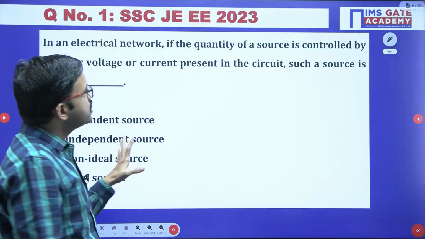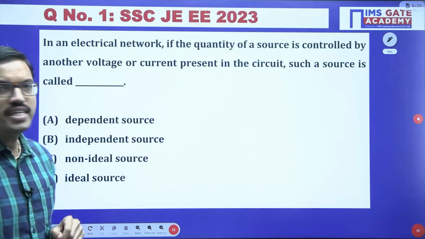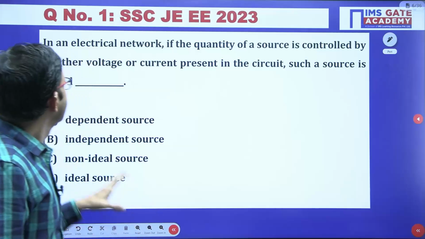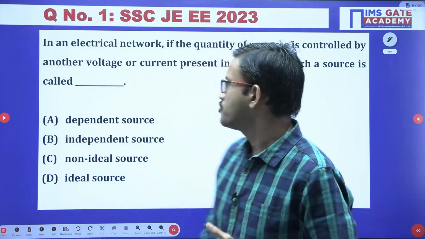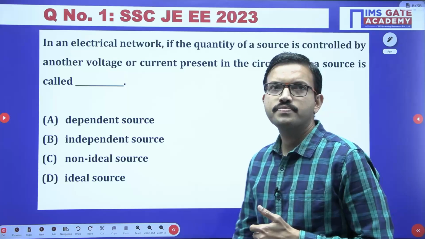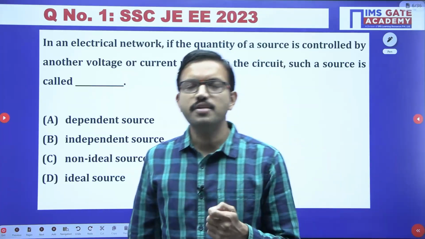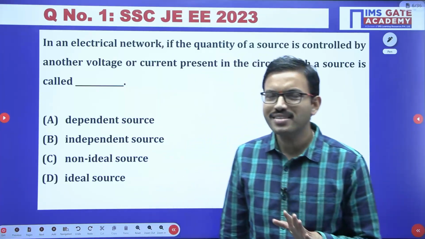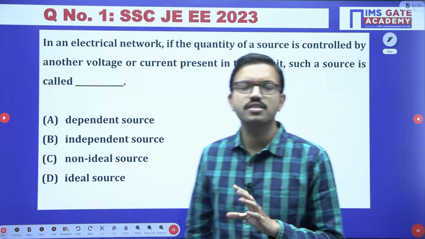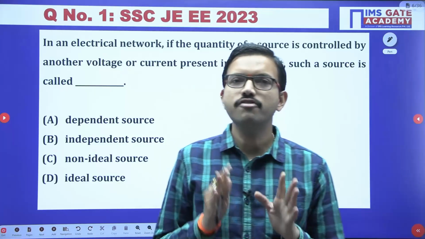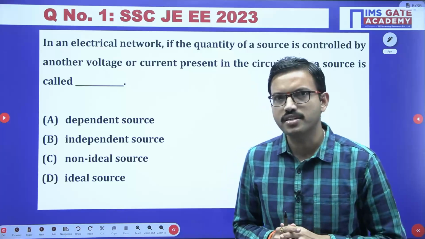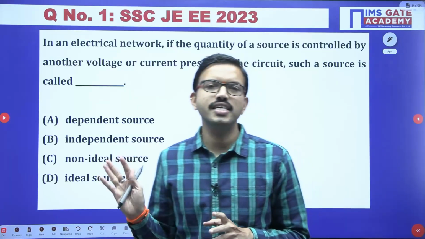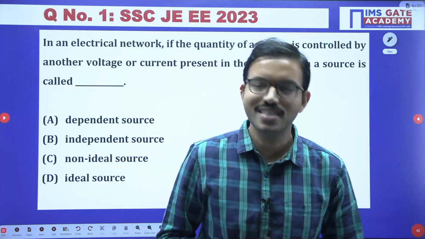This question was asked in SSC JE EE 2023. Read the question and try to guess which of the 4 choices is correct. In the SSC JE paper, most of the questions you will get are theoretical, and some are formula based or calculation based, but that calculation will be very simple, because in the SSC JE exam you have to attempt more questions in less time.